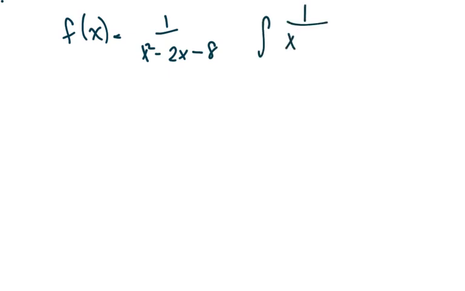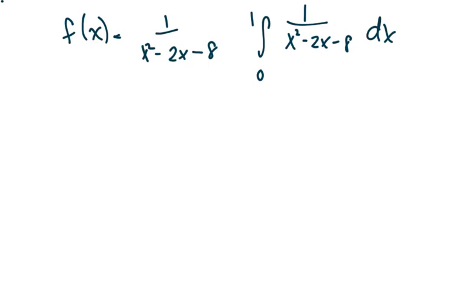Part B. For k equals negative 8, find the integral. So our function now becomes this one function, x squared minus 2x plus 8. Oh, no, minus 8. All right. And what we're doing is trying to integrate that as x goes from 0 to 1.